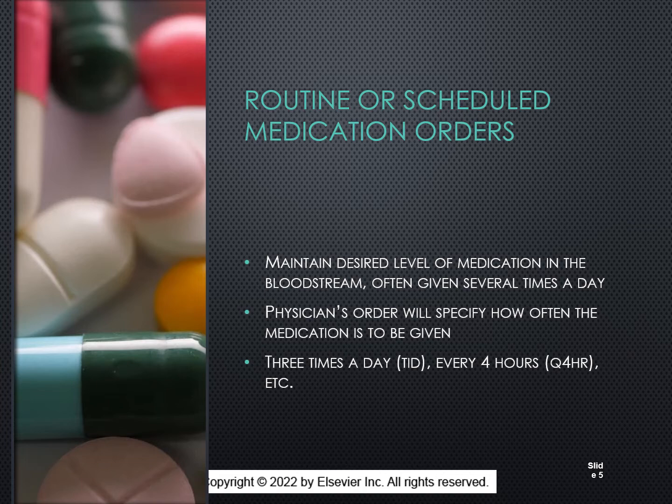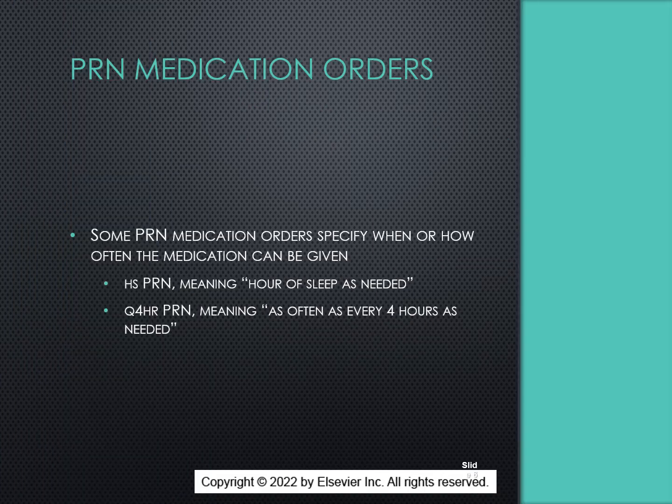In your practice, you will encounter several types of medication orders. A routine or scheduled medication order is carried out until it is canceled by the healthcare provider or until the prescribed number of doses has been given. A PRN order is written to treat specific symptoms experienced by the patient on an as-needed basis. Some PRN medication orders will specify when or how the medication can be given.